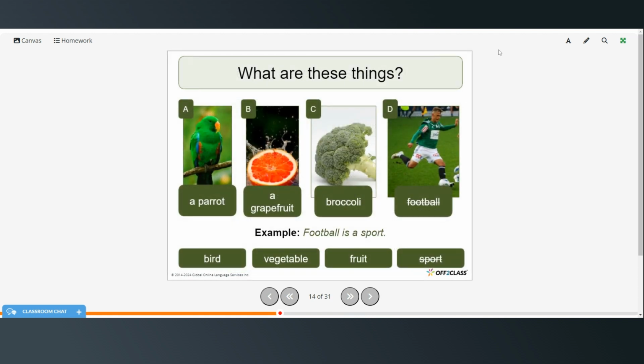So what are these things? Try to make a sentence. Here we have the example. Football is a sport. So what is a parrot? Well, a parrot is a bird. How about a grapefruit? A grapefruit is a fruit. And what about broccoli? Broccoli is a vegetable.